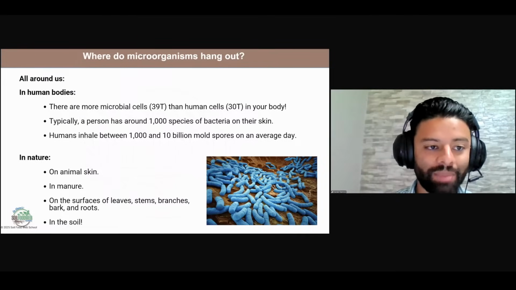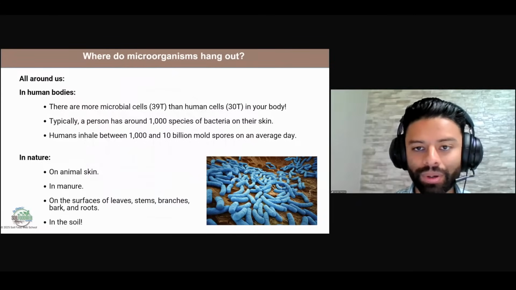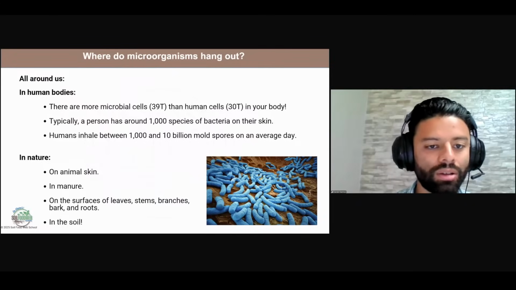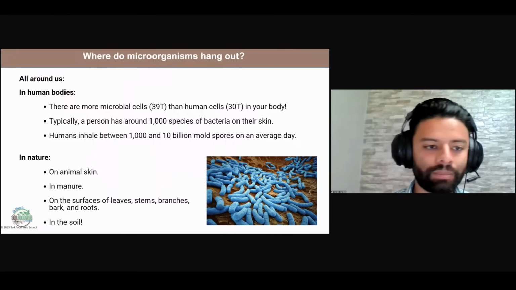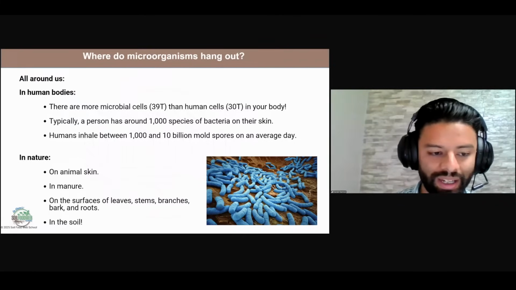So I mention this because it's fascinating. All we are doing with our approach is trying to enhance those microbial systems in our planet. So, let's talk about where we find them in nature.